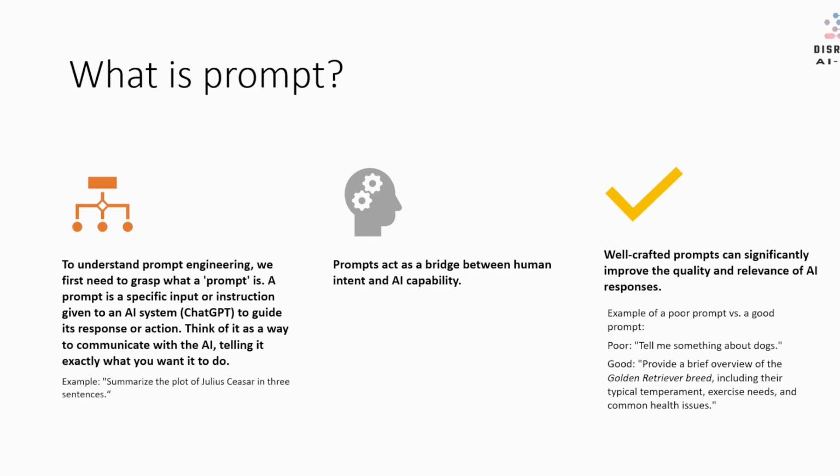And if you see the example, a poor prompt can be "tell me something about dogs." You are not telling anything specific about what you are looking for. So if you give a prompt like this, "provide a brief overview of the golden retriever breed," this is the particular breed you want to talk about. So this is the prompt you are giving to the AI system.